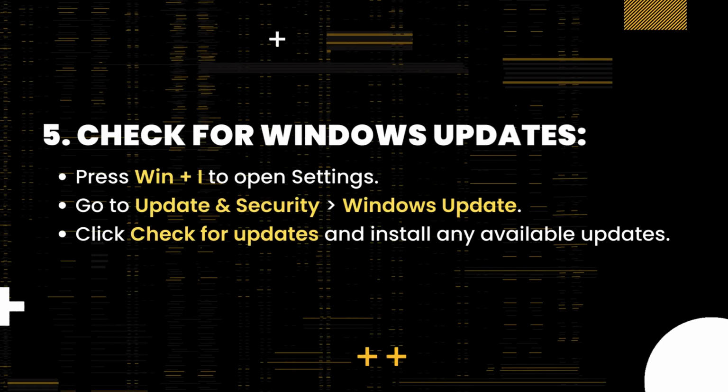5. Check for Windows updates. Press Win+I to open Settings. Go to Update & Security, then Windows Update. Click Check for updates and install any available updates.